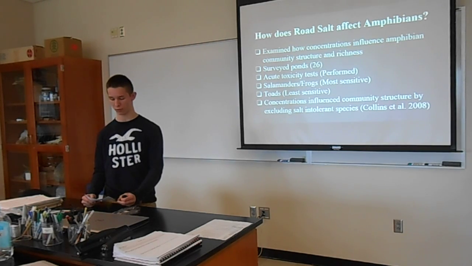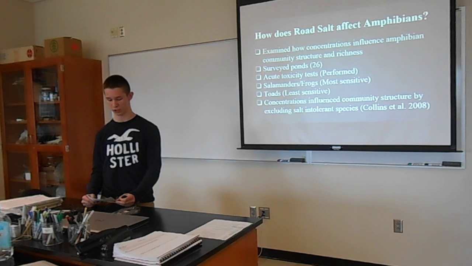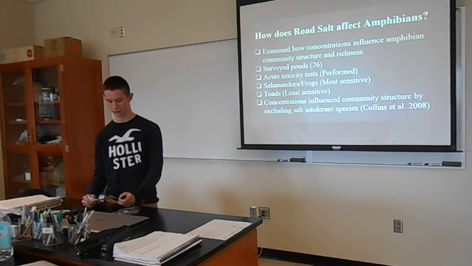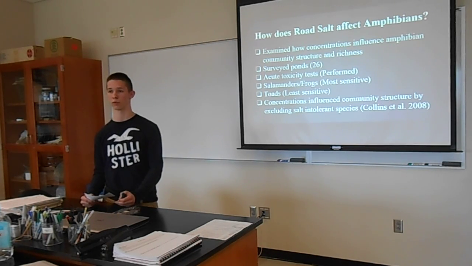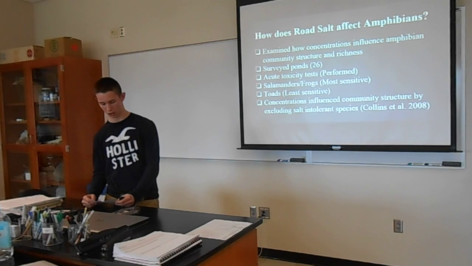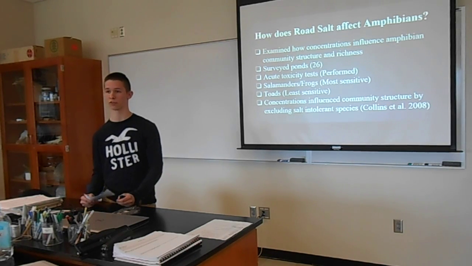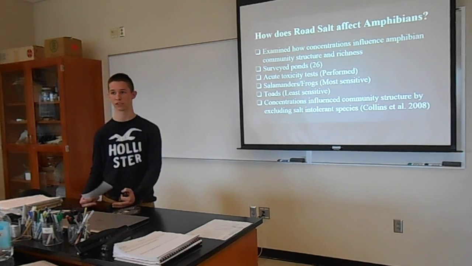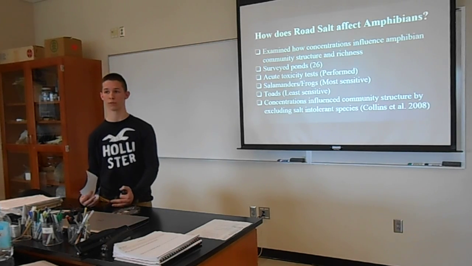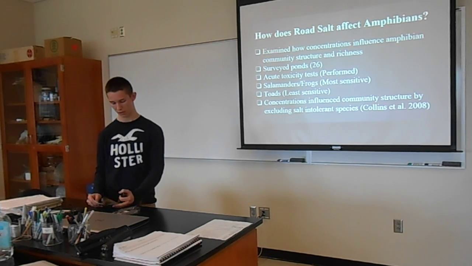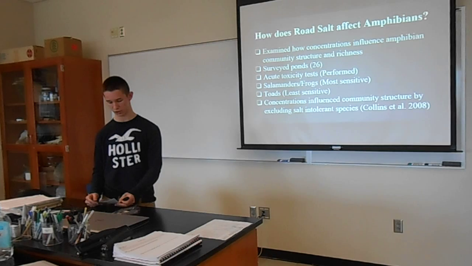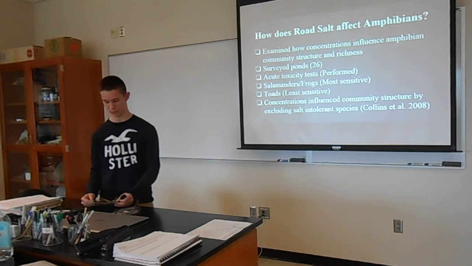A third experiment was conducted that examined how concentrations influence amphibian structure and richness. In this experiment, 26 roadside ponds were surveyed. And of these 26 ponds, acute toxicity tests were performed on various species. Of the species, salamanders and frogs appeared to be most sensitive to these toxicity tests, while toads appeared to be least sensitive. This experiment concluded that concentrations influence community structure by excluding salt-intolerant species.